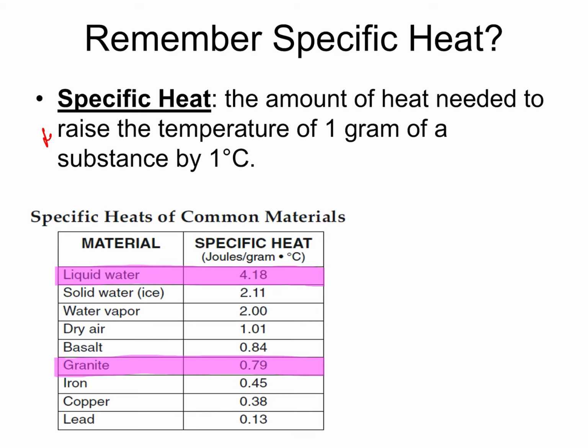Okay? So here, I'm just reminding you, specific heat is the amount of heat needed to raise the temperature of 1 gram of any substance 1 degree. So how much heat energy is needed to just raise the temperature 1 degree Celsius? And look, this is the sea, and this is the land. You got this versus this.